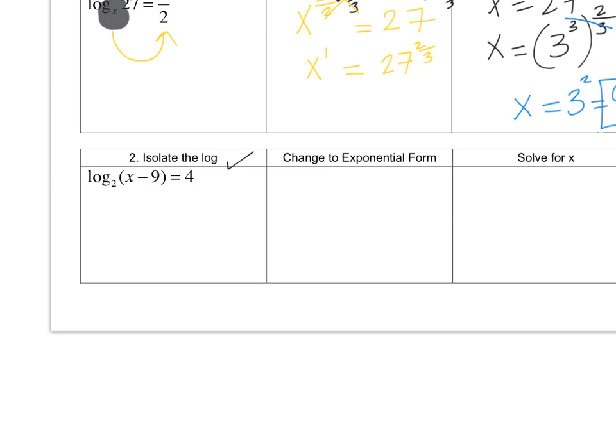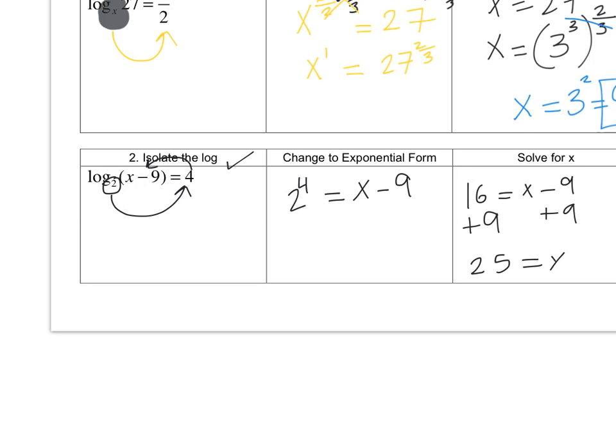Now the second step is to change it to exponential form. To do that, you start with the base to the power 4, and that is equal to x minus 9. So 2 to the power 4 is equal to x minus 9. Now 2 to the power 4 means 2 times 2 times 2 times 2, which is 16, equals x minus 9. Now don't forget to add 9 to both sides. 16 plus 9 is 25, and this is how much x is. Now remember, always check your answer and see if it makes sense. So 25 minus 9 is 16. Log base 2 of 16 is equal to 4, so we are good.